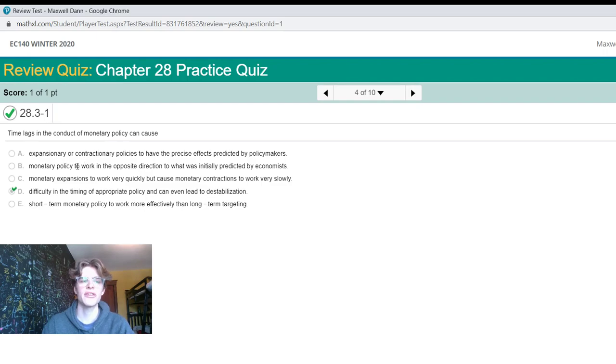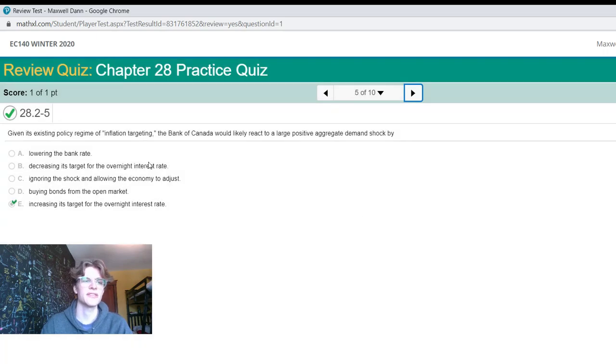So monetary policy, no, it's going to work in the same direction that they originally predicted, but at the wrong time. So let's say right now we're in a recessionary gap, but in 2 years, economists predict we're going to be in an inflationary gap. The right response then would be to tighten monetary policy so that in 2 years we prevent that inflationary gap. It's going to have the same effect, but they just have to time it right. It won't work very quickly, and short-term monetary policy being more effective than long-term targeting, no, that doesn't really make sense. All right, next one.